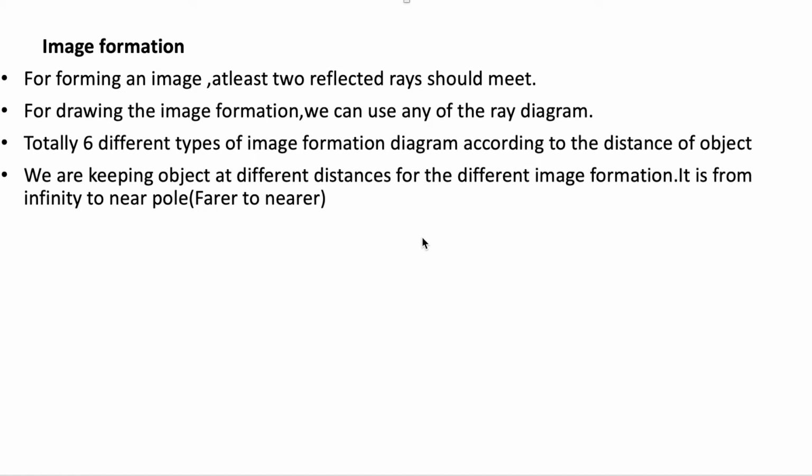Before starting the image formation diagram, some important points should be noted about image formation. First, for forming an image at least two reflected rays should meet. Wherever the reflected rays meet, there we get the image. It is not required to draw many incident and reflected rays for a single image formation, but at least two reflected rays should be there to get the image.